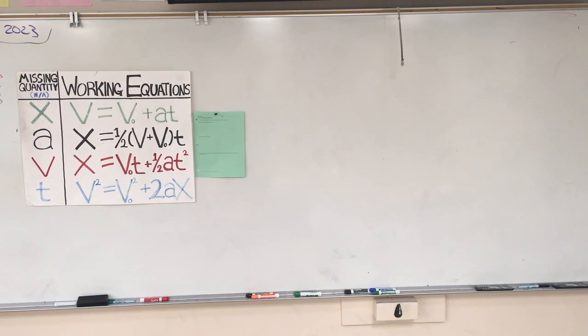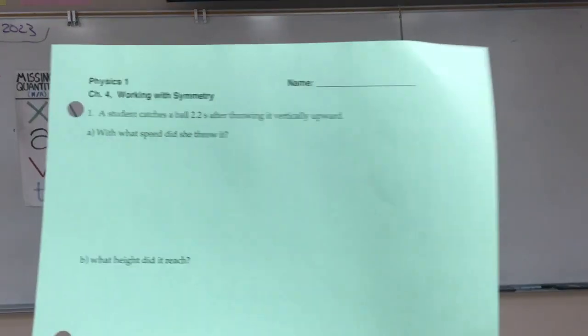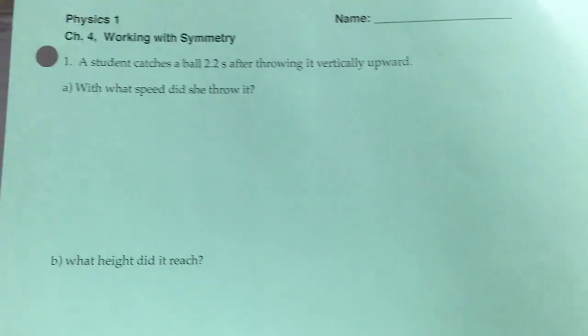Hi everybody. I'd like to make a quick video showing how to use symmetry. Symmetry of the up and down paths, the fact that gravity is always accelerating objects in the negative direction at a rate of 9.8 meters per second squared. I want to use this symmetry idea to solve problems. The problems I'm going to go over are these.